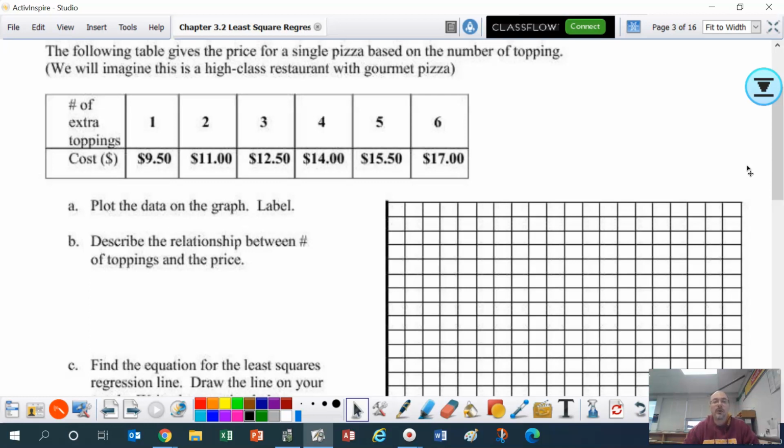So this table is showing the given price of a single pizza based on the number of toppings. All right, so you can read the table there. Part A says plot the data on the graph, label. I'm going to pause myself from the recording, and I'm going to put in the numbers on the graph. You may want to pause and do that too, or you can pause it after you see what I've done. So I'm going to pause and do that to save a little time.